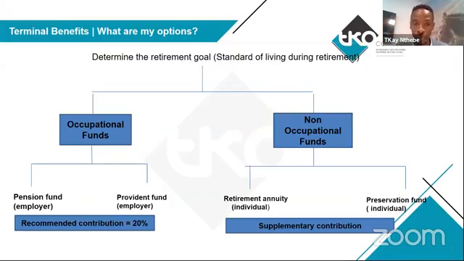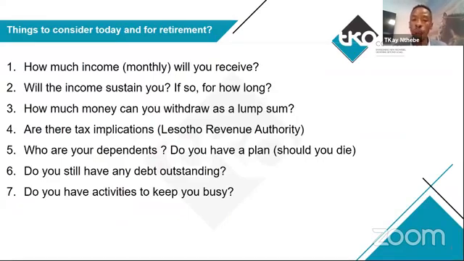The other thing to consider when deciding what to do with your terminal benefits is how much income you want to receive on a monthly basis, either today or on retirement. The second question is, will this income sustain you and for how long? So imagine you are receiving your terminal benefits now and you do not have a job for the next 6 months. How long will this income sustain you? And if you have to find a new job, how quickly can you find one? Are you skilled? What's the economy looking like? How much money can you withdraw as a lump sum?